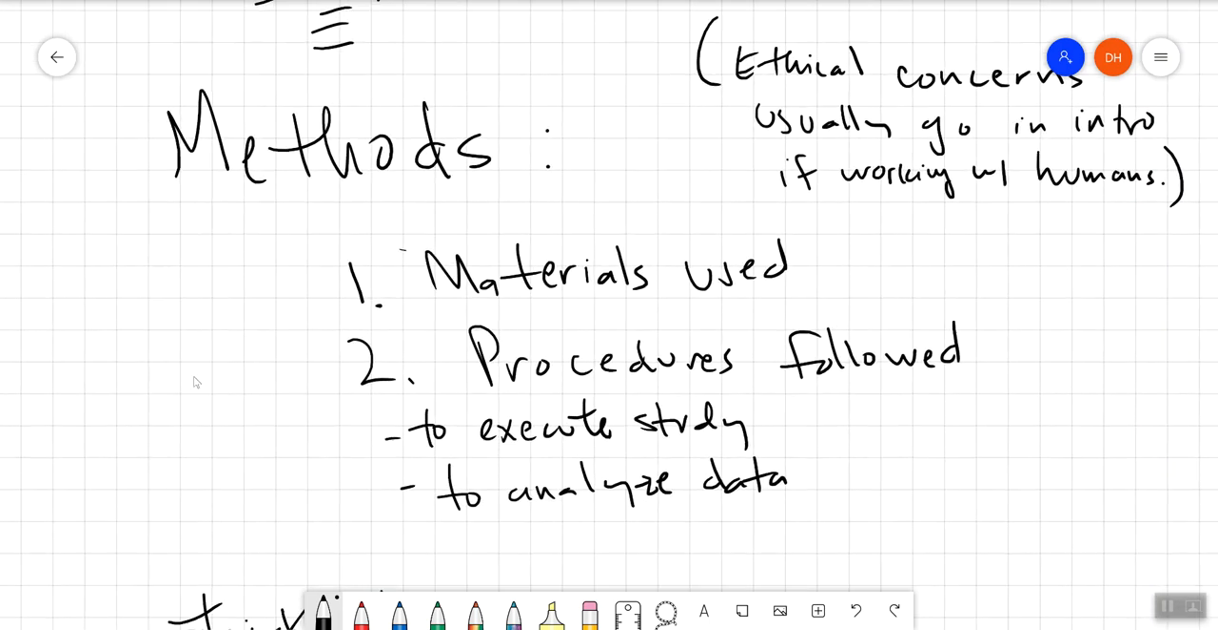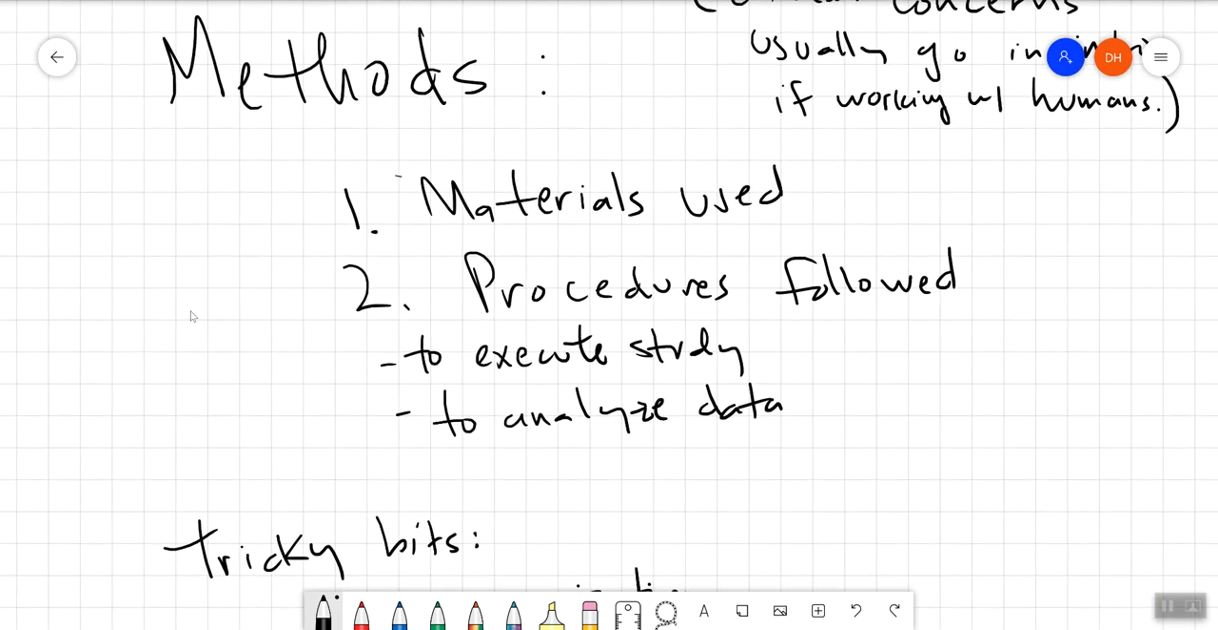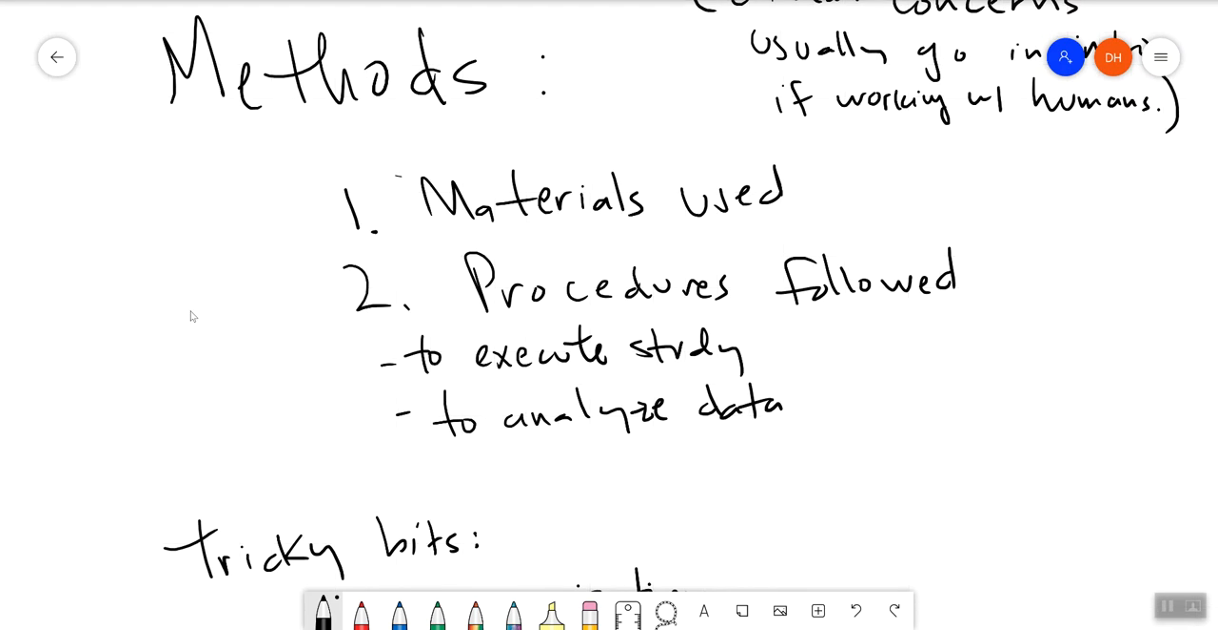Okay, methods. Now, basically, the methods are outlining the materials you used, right? What did you do? Where were you? And the procedures you followed to execute the study and to analyze the data. Okay, this is a general overview of what the methods are trying to do.